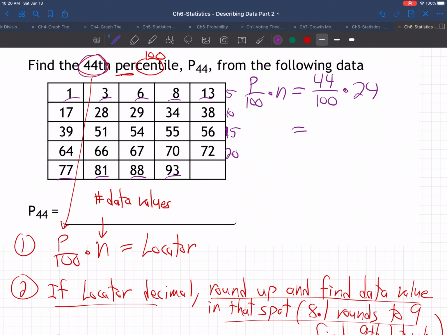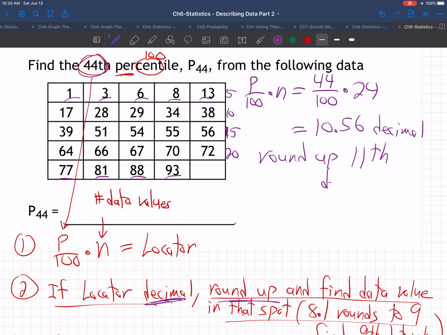So use your calculator. And I'm getting 10.56. And since it's a decimal, you round it up. Round up to 11, but 11's not our answer. You find the 11th data value. So what's the 11th? Well, this is the 10th one here, so this one right here must be the 11th data value. So the answer is 39. What that is, that's the 44th percentile.